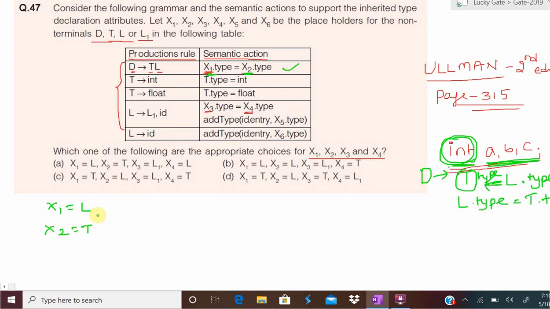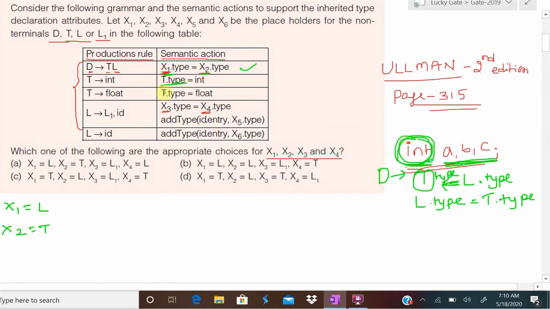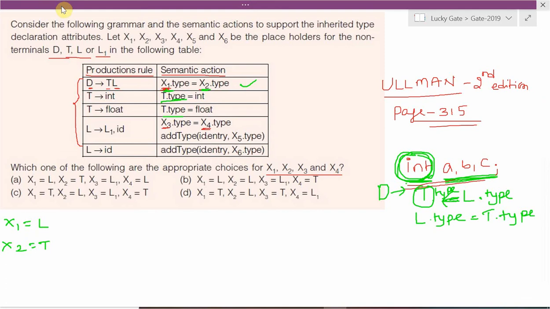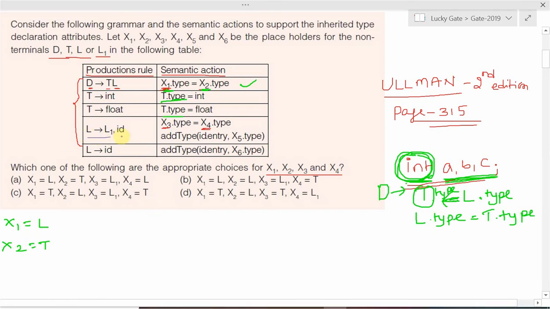Okay, now this is a declaration production. Now observe the type of T. T is integer, and the type of T should be float if it is a float type of declaration. Now there is one more semantic rule: L tends to L1 comma ID.